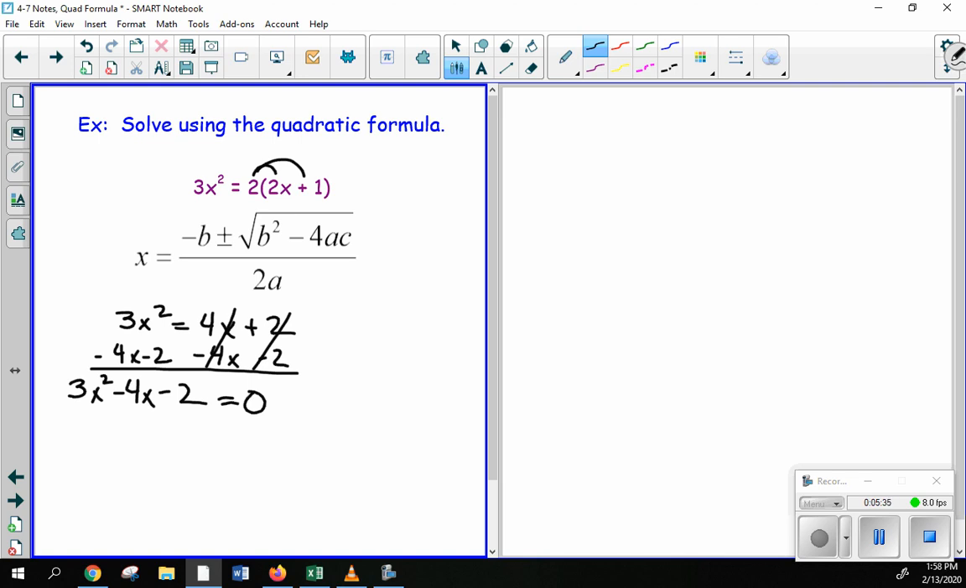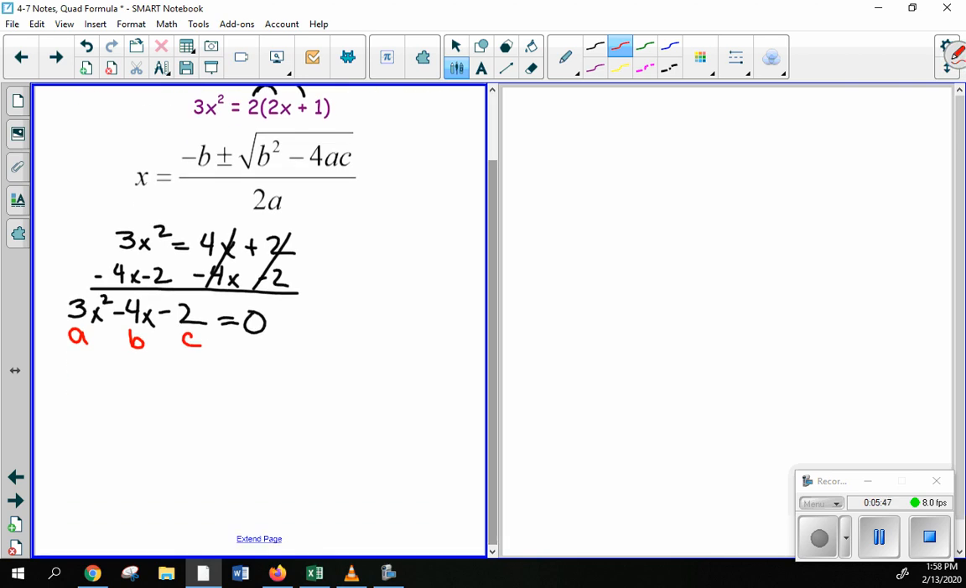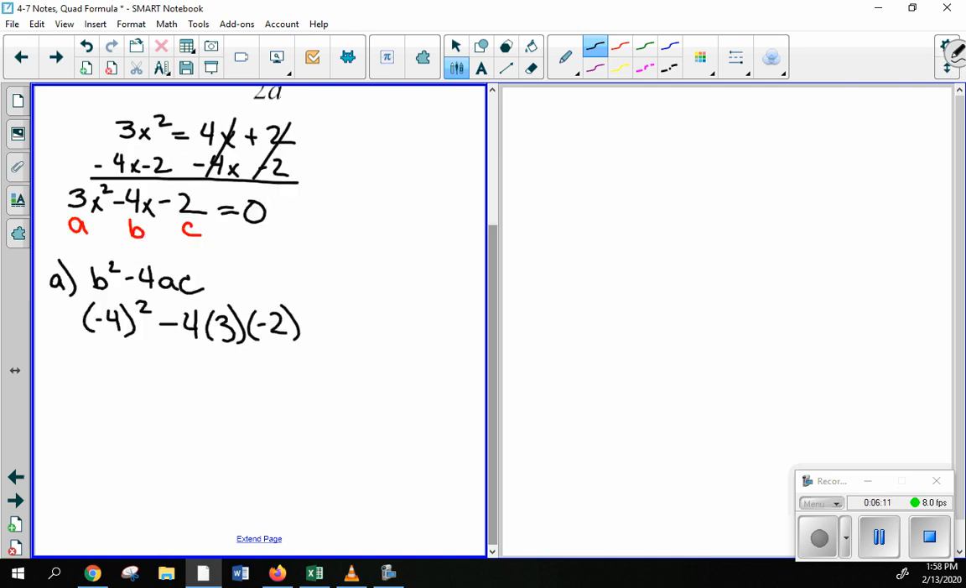There's your A, B, and C value. A is 3, B is -4, and C is -2. Once you have those, go ahead and do part A. Part A is just finding your value for your discriminant, which is b squared minus 4ac, like you did on the homework for today. B is -4, and don't forget to put that -4 in parentheses. -4 squared minus 4 times 3 times -2. So that's 16 minus 12 times -2. 16 plus 24.